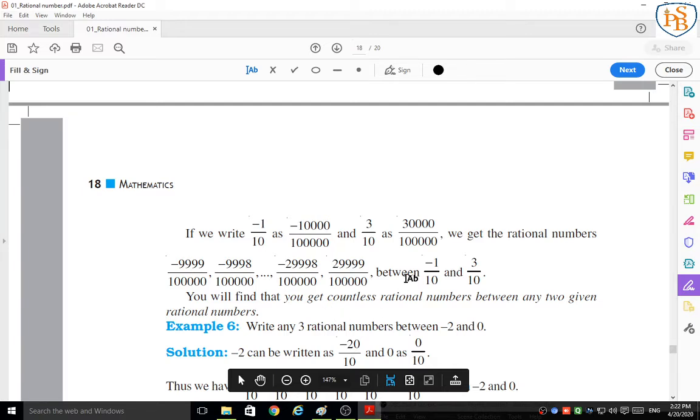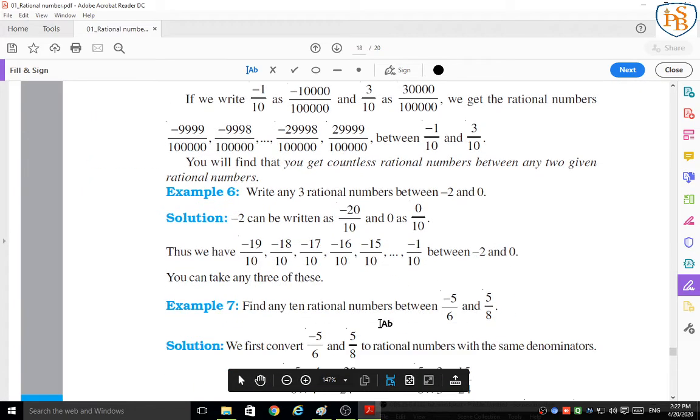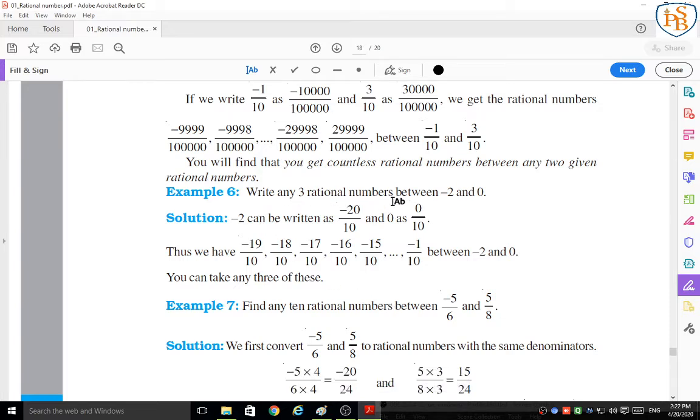Okay, so that is the one that we have studied here. There are so many rational numbers between any two given rational numbers. Now we are going to study how we have to solve these sums. Write any 3 rational numbers between negative 2 and 0.